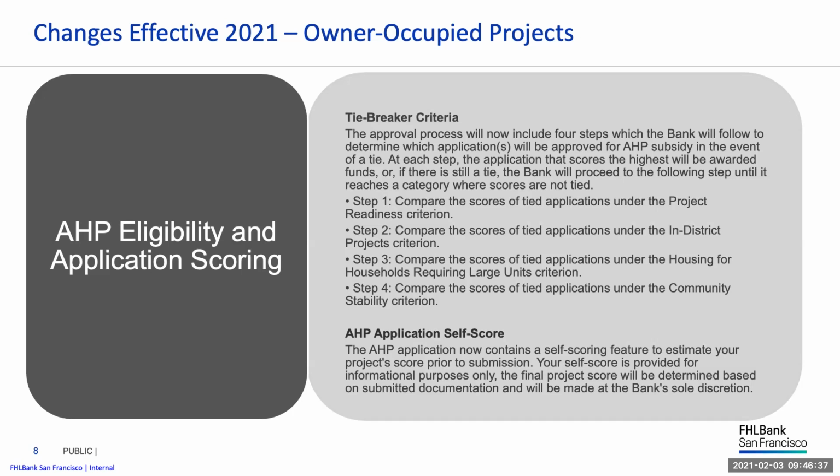And some changes to the application itself. So the AHP application now contains a self-scoring feature to estimate your project score prior to submission. You can use this self-scoring feature along with the scoring results from the 2020 round to determine whether your project might be competitive. Just keep in mind, the self-score tool is provided for informational purposes only, and it is not a guaranteed score. Your final project score will be determined based on your submitted documentation and will be made at the bank's sole discretion.